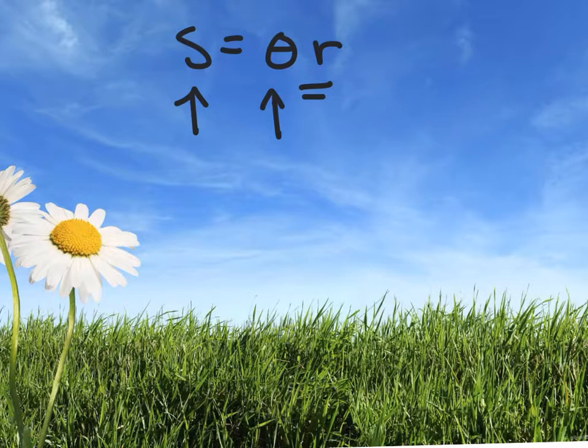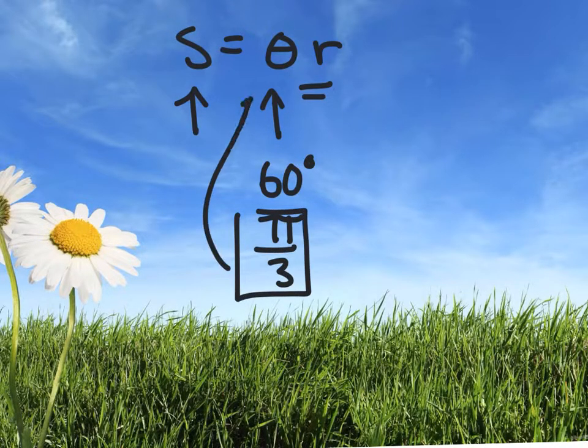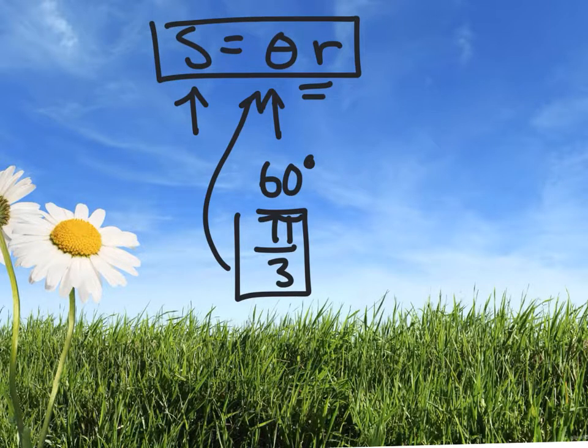One of the things they'll do is they'll give you an angle in degrees, and you will need to convert that to radians to be able to work with it. So you'll put it in as radians. This relationship works because theta is in radians. All right, so that's an important element of it.